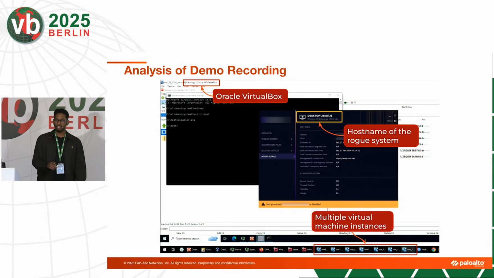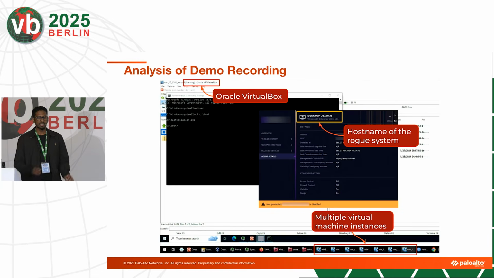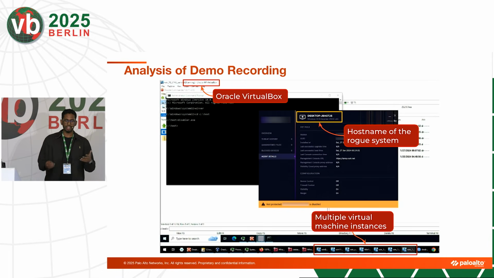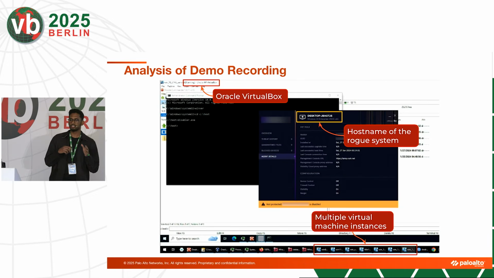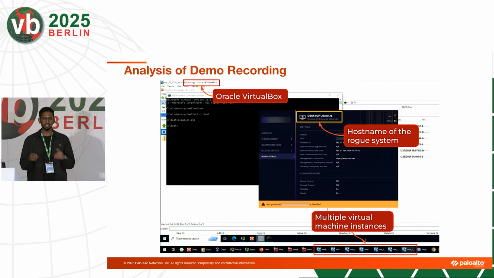The VM's hostname is displayed directly on the endpoint agent panel. This is the same hostname of the rogue system that was captured by the investigators during the investigation of this attack, which confirms that the system we captured was in fact a virtual machine. And at the same time, it is very likely that some of the bypass tool demonstrations were done using this particular VM.